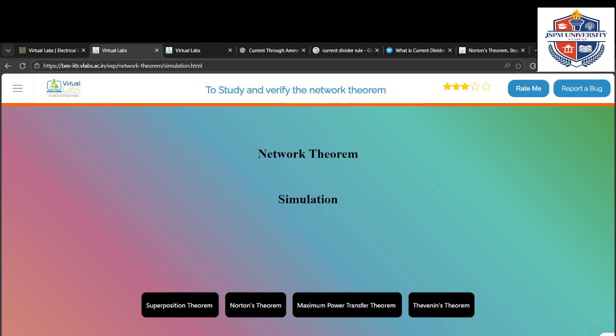Friends, today we are going to learn Norton's theorem and how we will implement it in the virtual lab platform. Friends, those who have not gone through the previous video on how to go to the virtual lab website, please go through it so that you can understand how to open the virtual lab platform on the internet. Today we are going to learn about Norton's theorem.